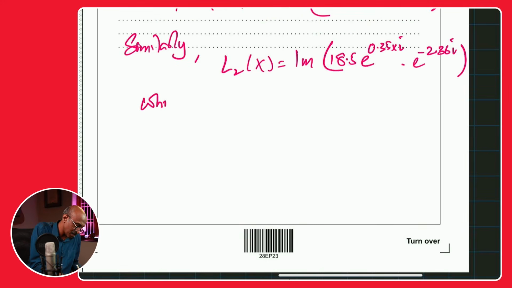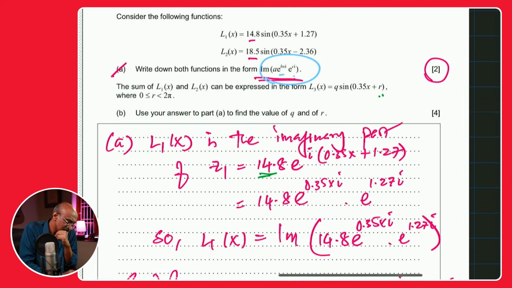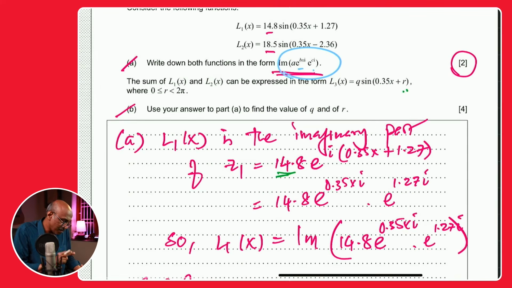Maybe I'll mention that because I think it'll become easier for part B. For part B, we're going to add. Just see part B. It says the sum of L1 and L2, so you're going to add, right? It'll be easy if you add Z1 and Z2 as complex numbers and then pull out the imaginary part, because it can be expressed in that form, the original form. And use your answer to part A to find the value of Q and R.